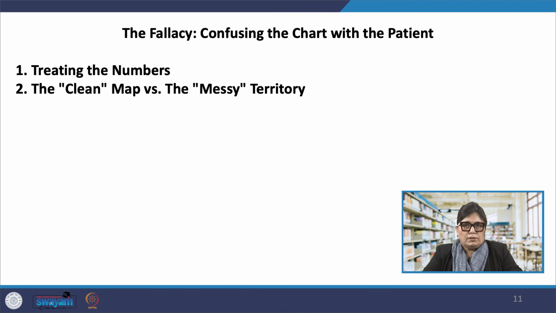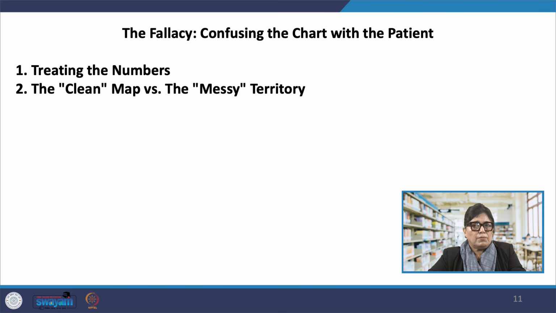The core danger arises when clinicians commit a cognitive error. They begin treating the map as if it were the actual territory, treating the numbers. A doctor operating under a highly digitized medical gaze may focus entirely on correcting a potassium level on a screen or optimizing an EKG readout, while failing to notice that the actual person in the bed is frightened, cold, or unable to swallow.